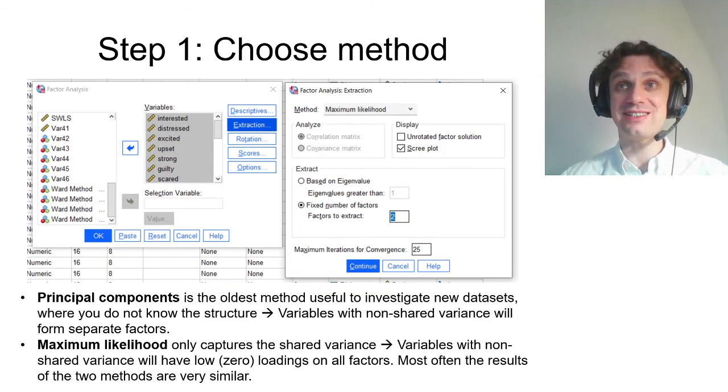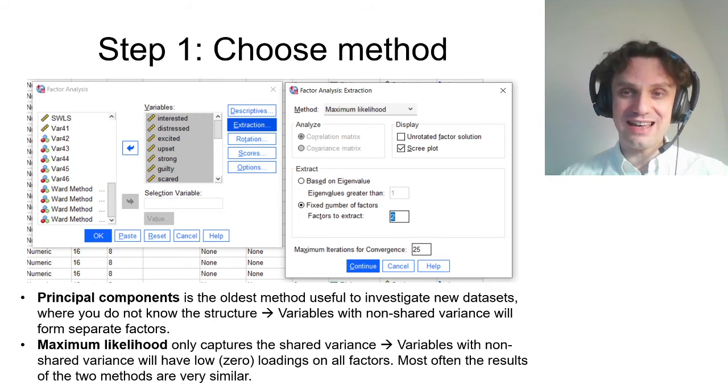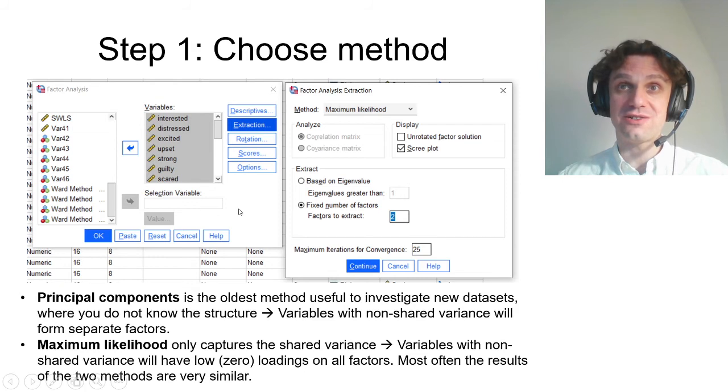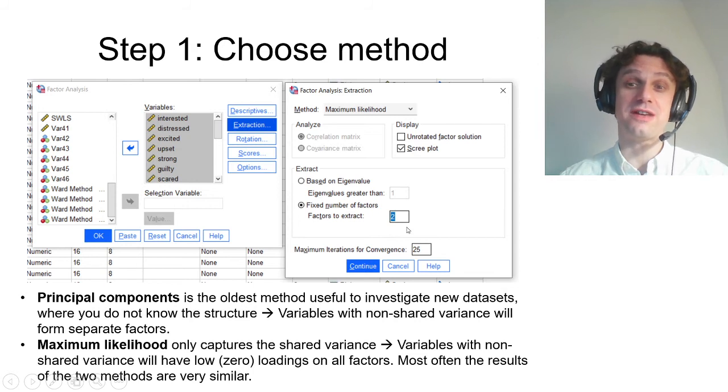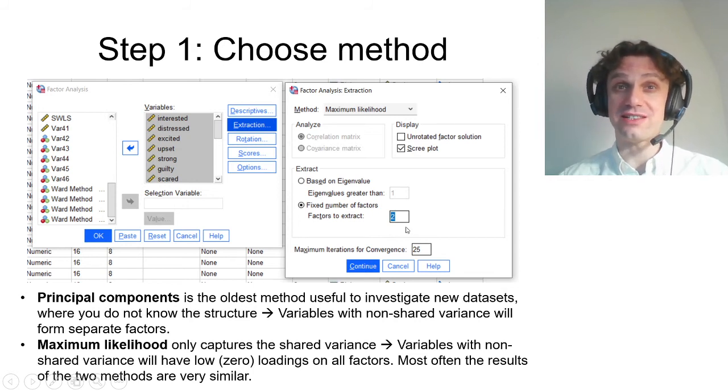And in SPSS, we go to Analyze, Dimension Reduction, Factor Analysis, and there we make all these choices about our analysis. First, of course, we go to the extraction dialog, where we need to choose a method of factor analysis. Here I chose maximum likelihood. Don't forget to order a scree plot. And here I set a number of factors: I expect 2 factors based on my theoretical expectations.